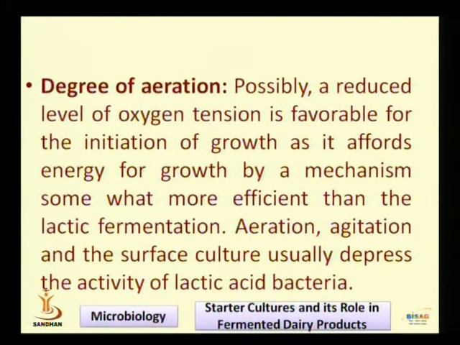Degree of aeration. Proper aeration and agitation of the starter culture usually depress the activity of lactic acid bacteria. So, if possible, a reduced level of oxygen tension is favorable for the initiation of growth, as it affords the energy for growth by a mechanism somewhat more efficient than the lactic acid fermentation process.